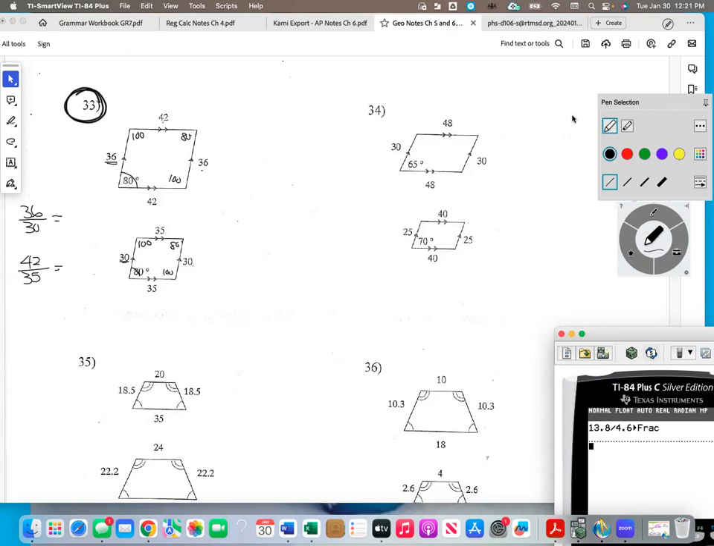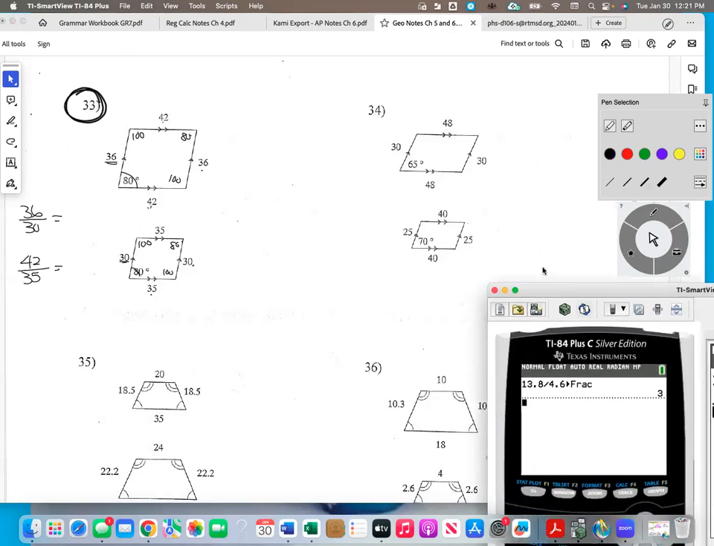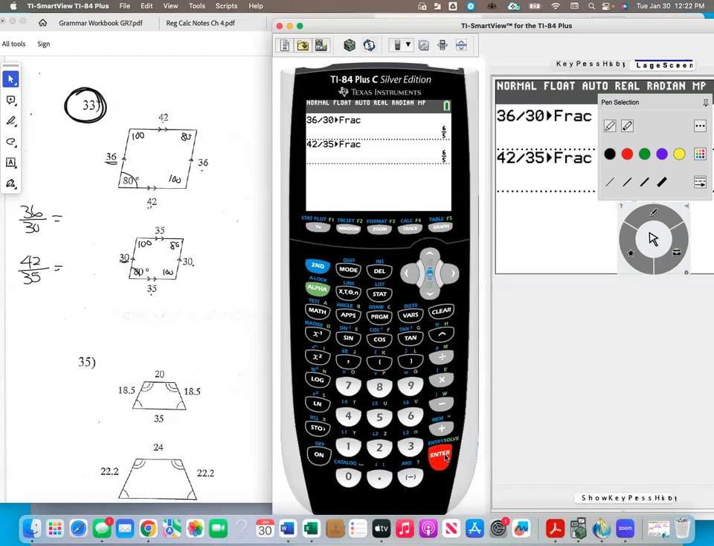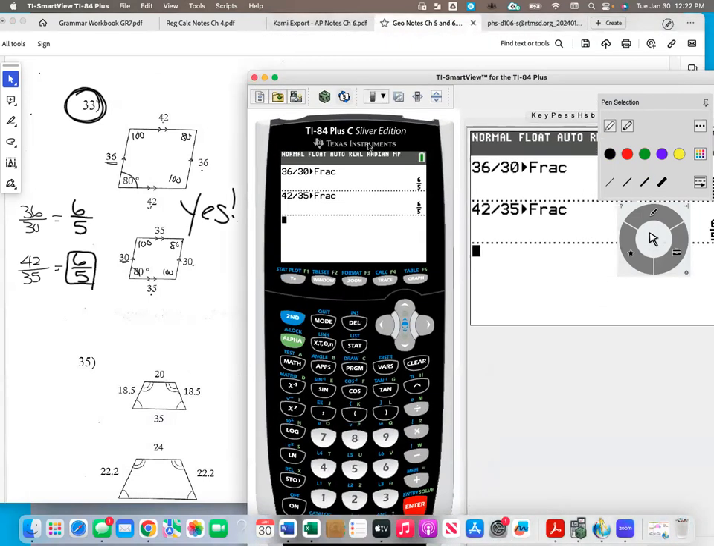I have 36 over 30 again. I don't need to bother to reduce that. And I have 42 over 35 again. So you don't have to repeat those numbers there. Then taking our calculators, we're going to see if both of those fractions reduce to the same fraction. 36 divided by 30, I get 6/5. 42 divided by 35, I get 6/5. Since both of these reduce to the same fraction, these are similar, so our answer is yes for that.